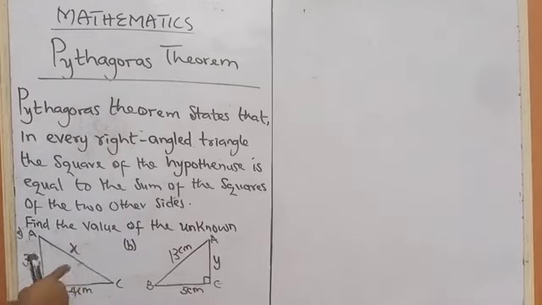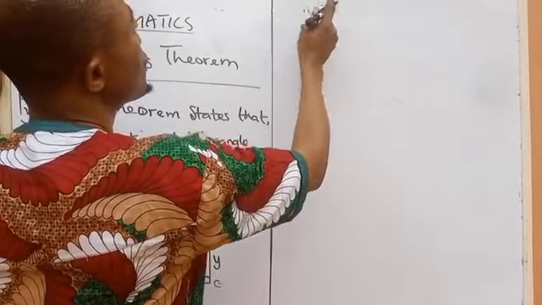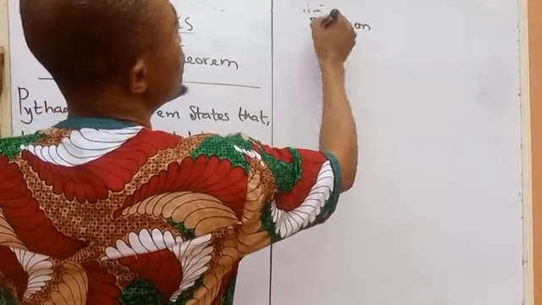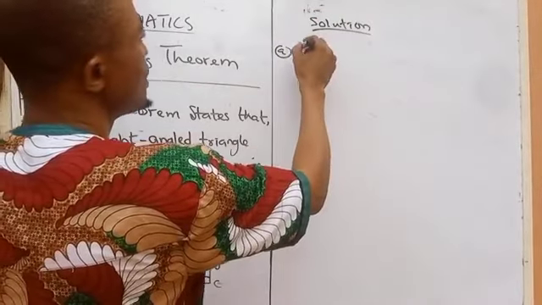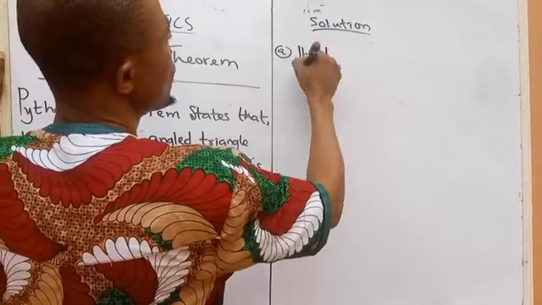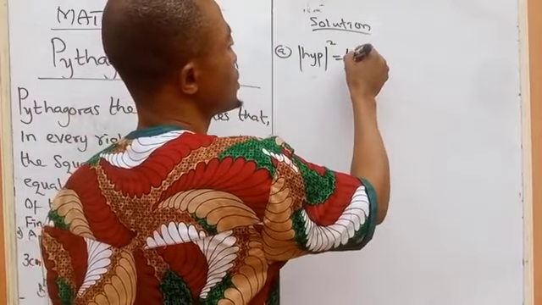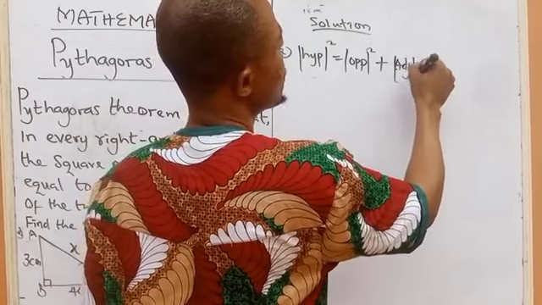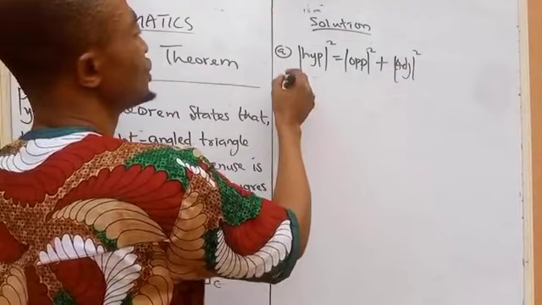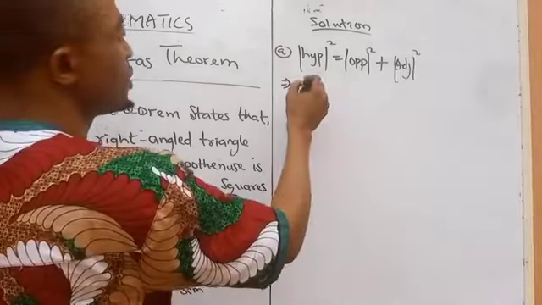Based on what I said, that the square of the hypotenuse, that is for solution A. The square of the hypotenuse is equal to the sum of the squares of the two other sides. So that's the two other sides: we have opposite squared plus adjacent squared. For this question, the longest side here is AC, which is the same thing as x. So that's what we are looking for, x.